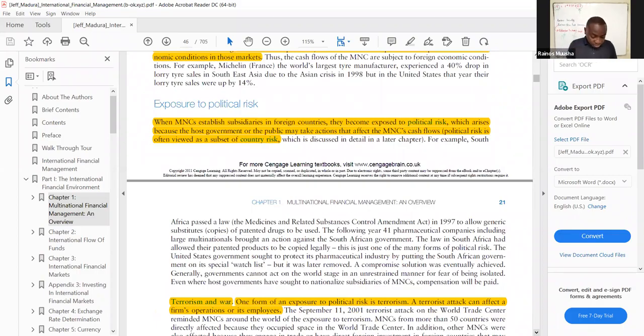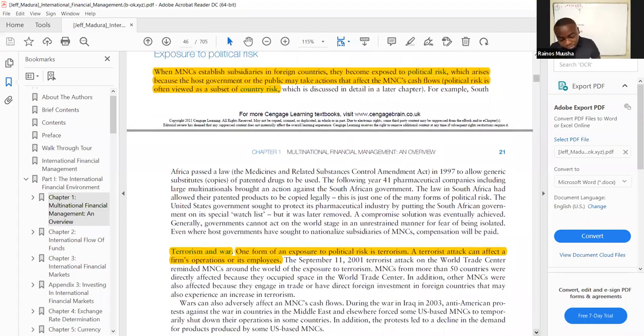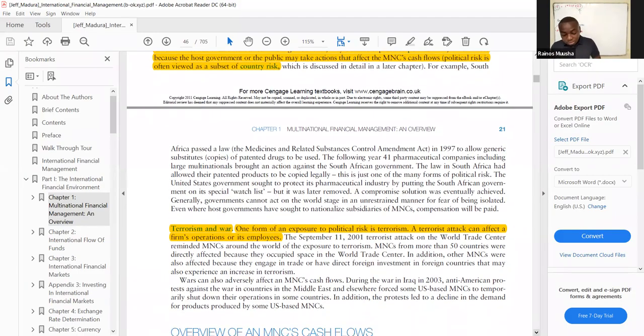Another issue that falls under political risk is terrorism, where they say one form of exposure to political risk is terrorism. A terrorist attack can affect a firm's operations and its employees as well. That's why many multinational corporations now have to do intensive research when considering investing in a particular country, especially a country that usually has a lot of political instability.